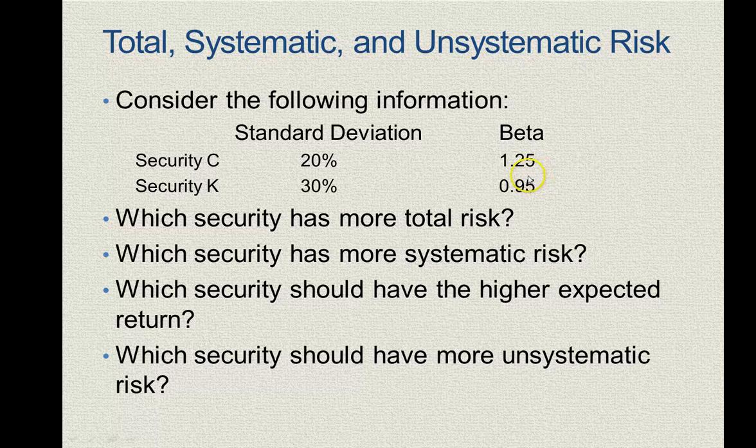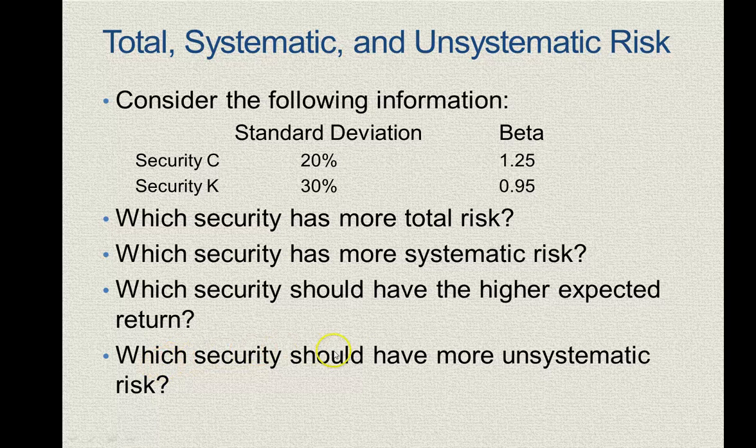Beta measures systematic risk, so that's security C. And 3, which security should have the higher expected return? As we said, only the systematic risk will give an investor higher expected return. So from that regard, because security C has higher beta, and beta is a measure of systematic risk, security C should have a higher expected return.